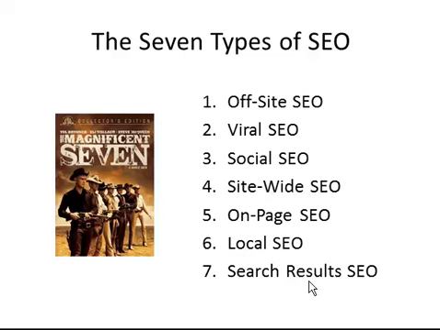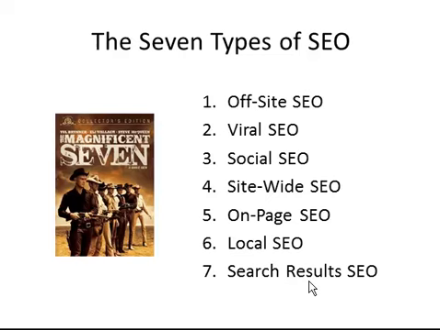Viral SEO consists of techniques used specifically to cause people to share and reshare your website content. When this is done well, the sharing can multiply exponentially. The third type is social SEO. This refers to specific techniques to promote your site within social media such as Facebook, Google+, and Twitter. The fourth type is site-wide SEO.